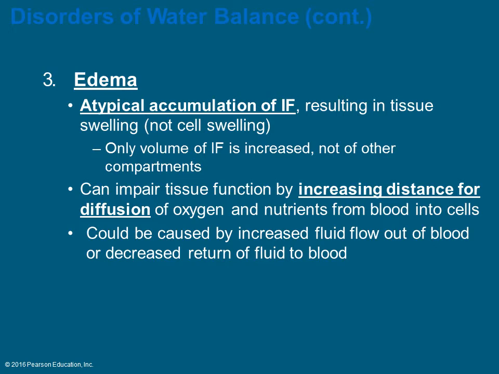Another type of water disorder is edema. What happens here is there's an abnormal accumulation of interstitial fluid. So the cell is not swelling, but the tissue is. This can cause problems with diffusion of oxygen and nutrients from the blood into the cells because there's increased distance that they have to travel from the blood capillaries to get to the cell because of this extra fluid.